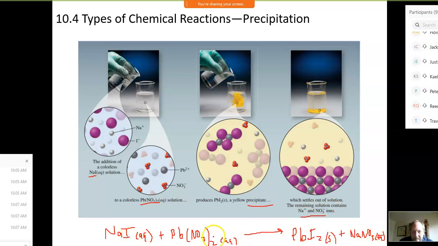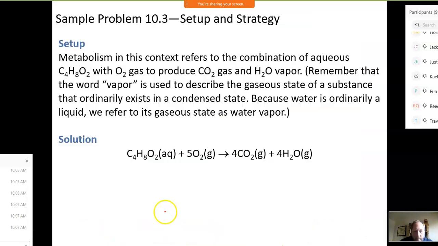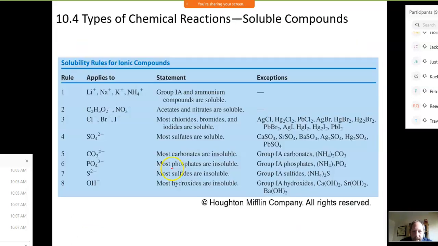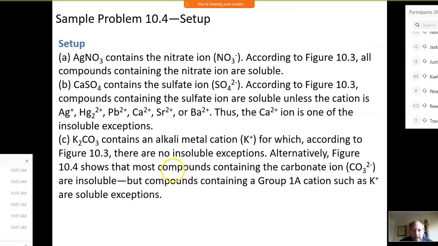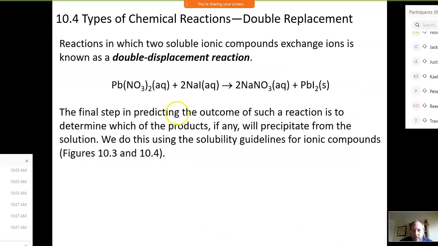So sodium iodide plus lead nitrate, and we have two clear solutions, and we mix them together, and we get this yellow solid right here starting to form. So the question is, what is the yellow solid? How do we predict what the yellow solid is? And how do we predict what happens with these compounds? It's what's called a double replacement reaction. So let's go to that real quick.